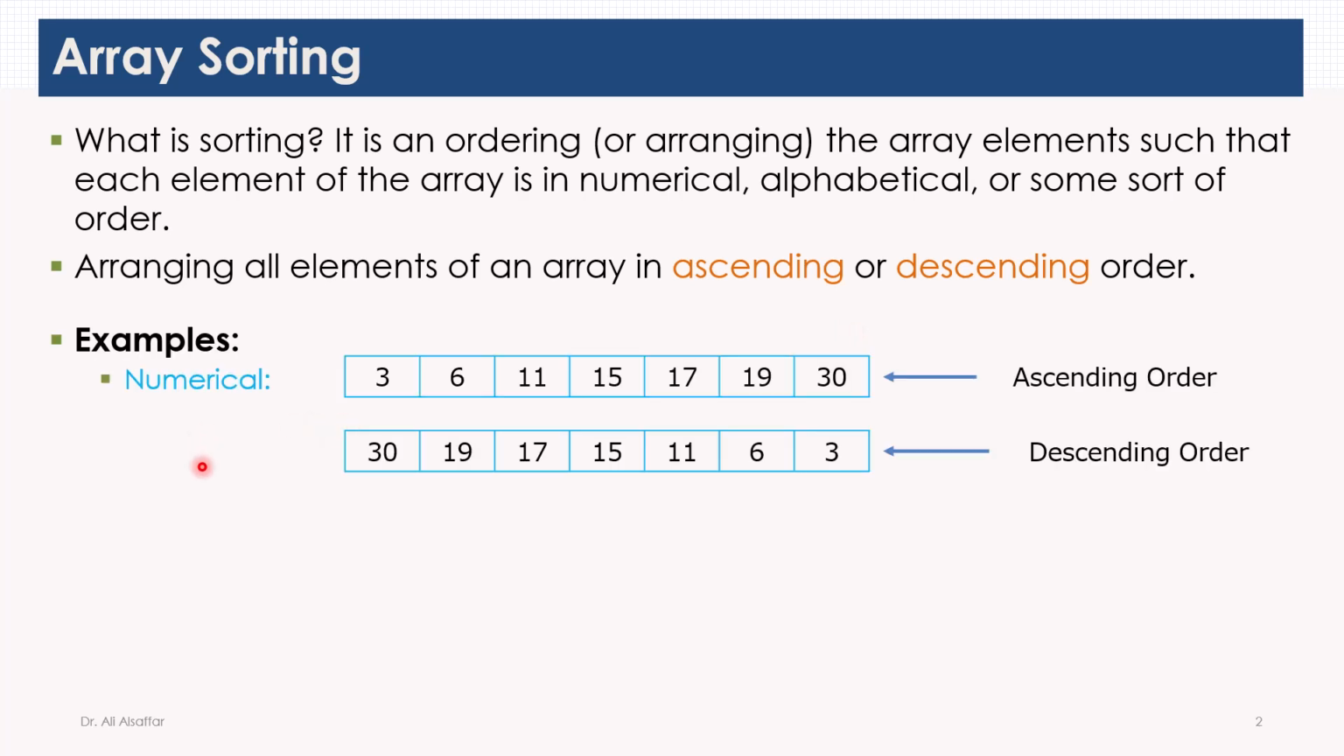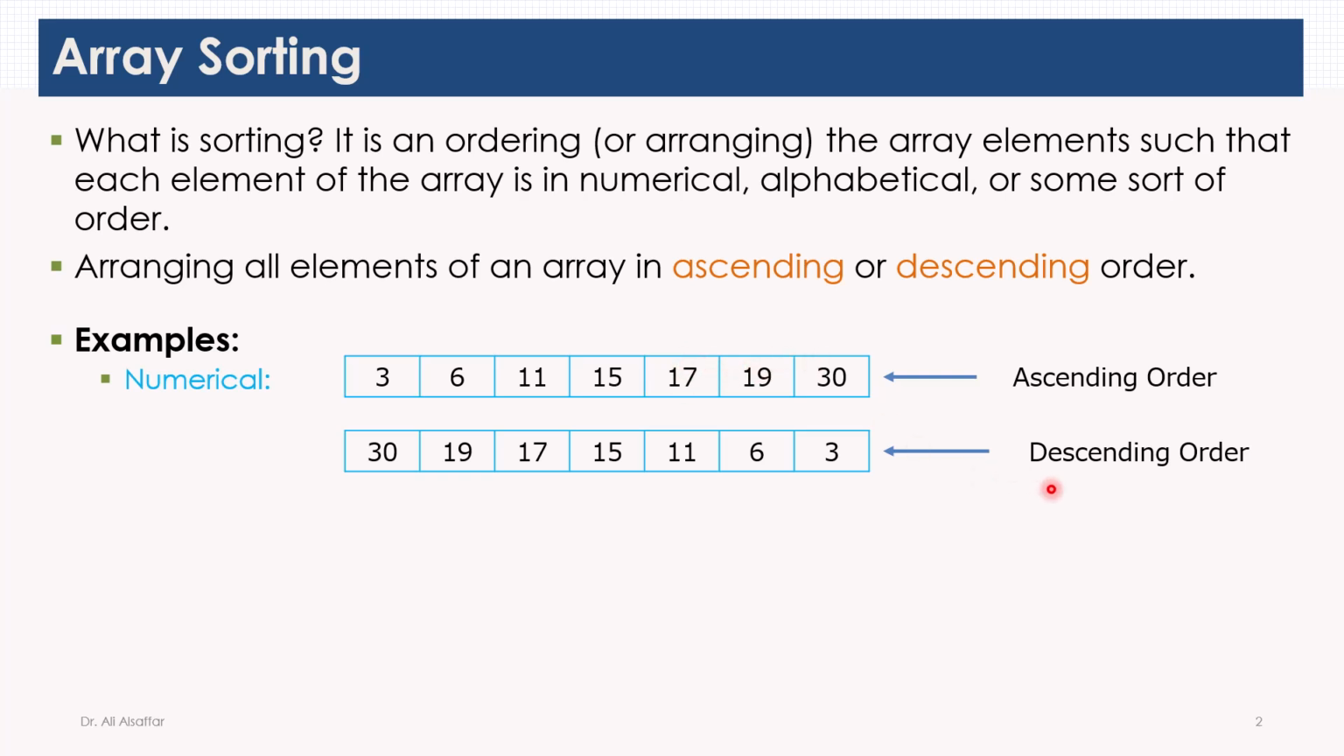Here are some examples on ordering. First is an ordering on numbers. So we assume that we have an array of type integer or double. Either we have an ascending order or descending order. In ascending order, every element in the array is smaller than or equal to the element that comes next to it. So 3 is less than or equal to 6. 6 is less than or equal to 11. 11 is less than or equal to 15, and we keep doing that until the end of the array.